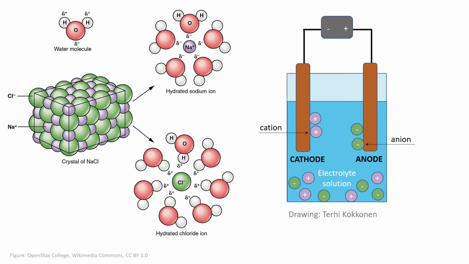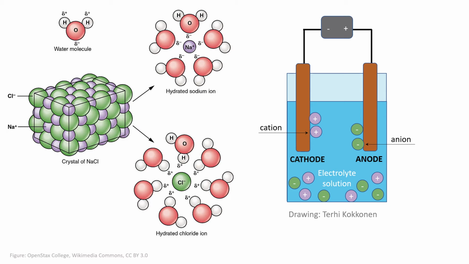So, as salts dissociate when dissolved in water, the resulting solution is electrically conducting. We can say that soluble salts are electrolytes. So, an electrolyte means a substance that produces an electrically conducting solution.